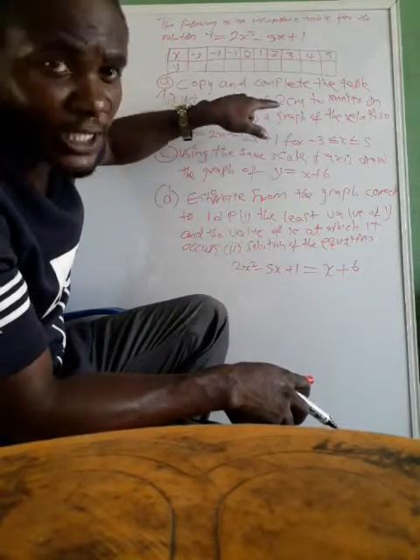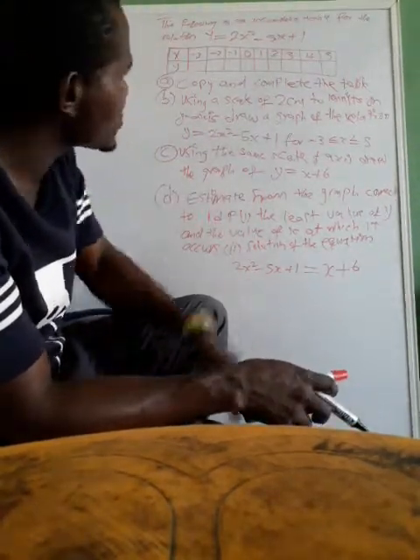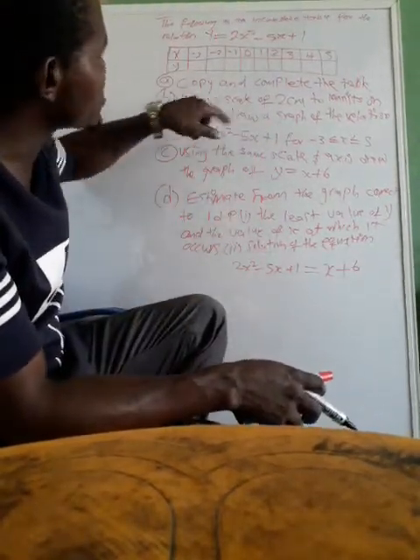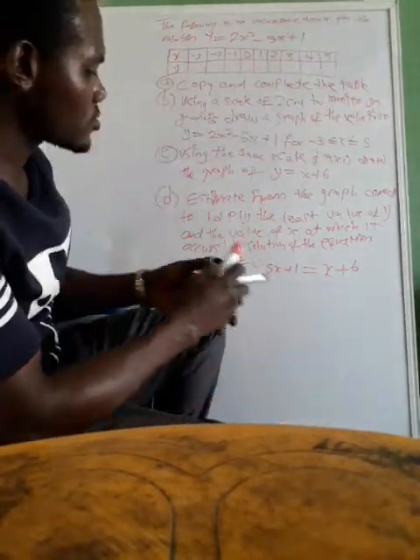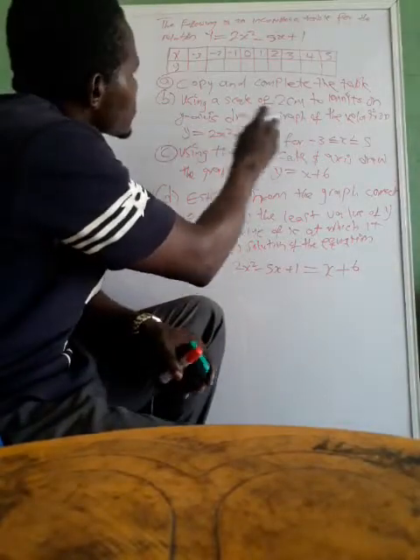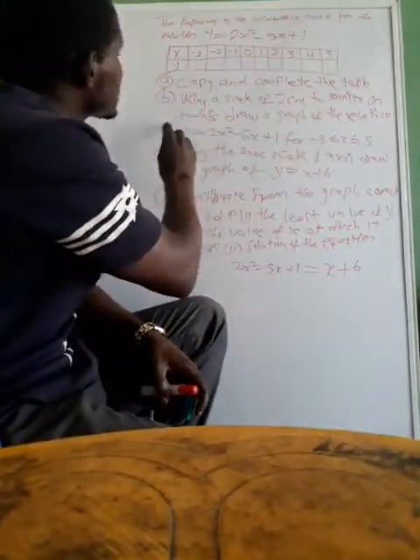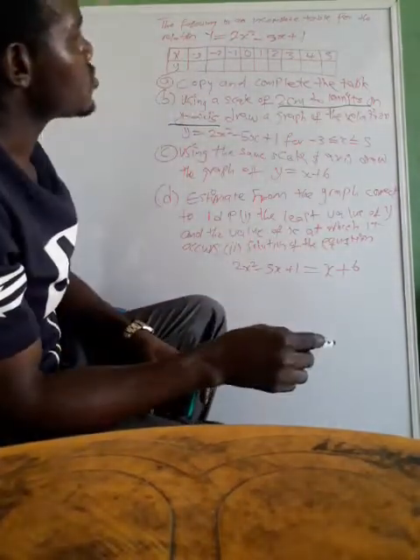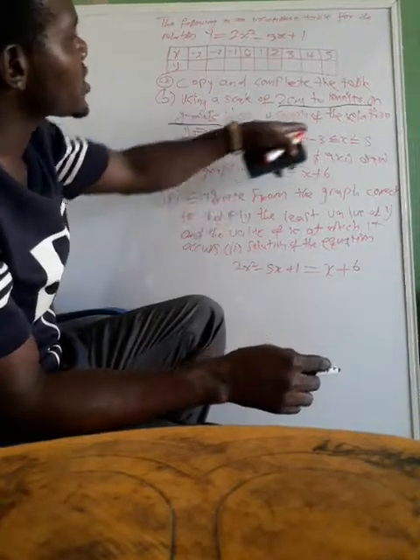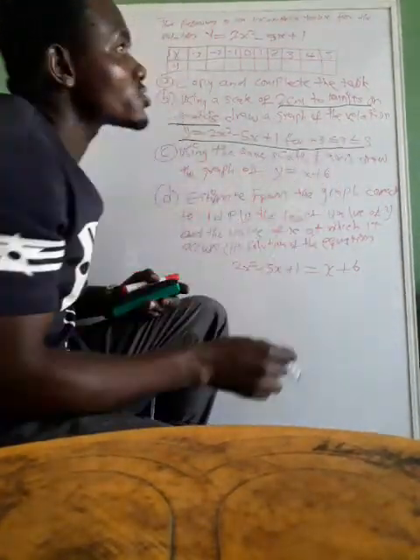I've explained this one earlier in the former video I posted. So you have been given a scale of 2 centimeters to 10 units. You have to take notice of this. That means 2 centimeters to 10 units. Draw a graph of the relation. You have to draw a graph of the relation.